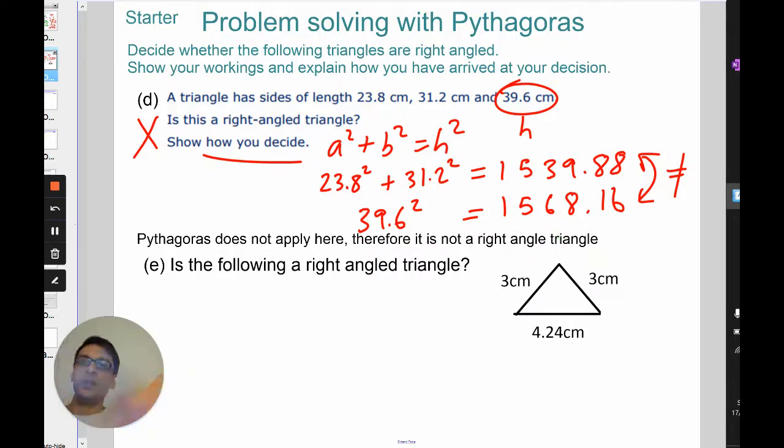Yes, excellent, well done. It's basically not a right angle triangle. You can see it is an equilateral triangle. So you can see these two lengths are 3, therefore that is going to be 45. No, actually, this is a right angle triangle. This is going to be a right angle, isn't it?